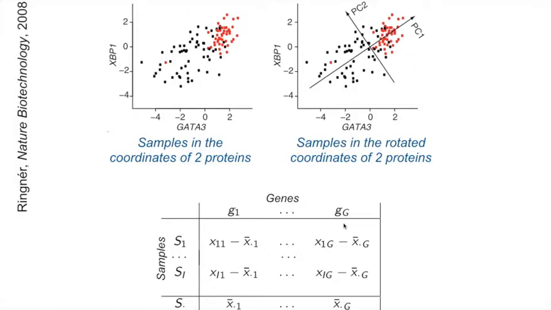So this direction will be some number 1 times protein 1 plus some number 2 times protein 2. So these numbers, they're called loadings. And now what we can do, we can take each data point and project it on these new coordinates. And so the projection on this new direction is called first principal component. And the projections of the samples on this principal component, they are called scores. So these new points here, they are called scores.